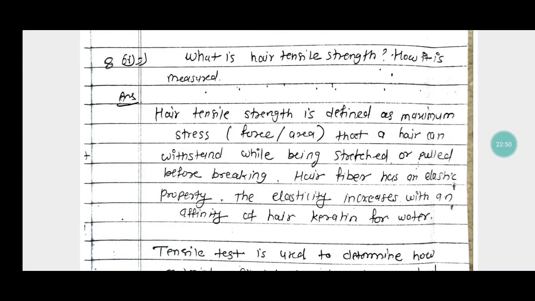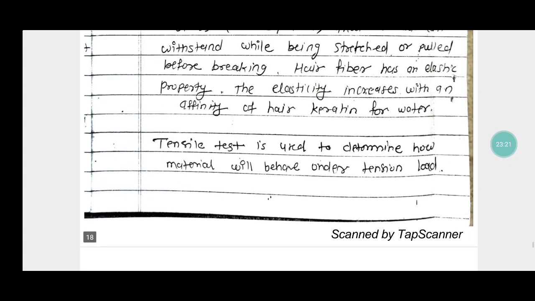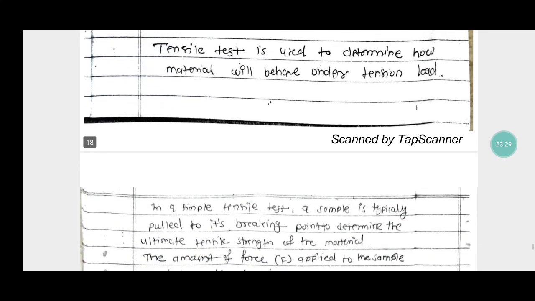Whereas the next question and the last question for 5 marks, 4th unit of cosmetic science: what is hair tensile strength? How is it measured? So the hair tensile strength is defined as the maximum stress force per area that a hair can withstand while being stretched or pulled before breaking. The hair fiber has an elastic property, and the elasticity increases with the affinity of the hair keratin for water. The tensile test is used to determine how a material will behave under tension load.